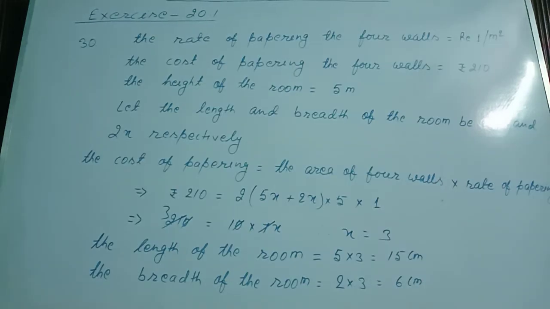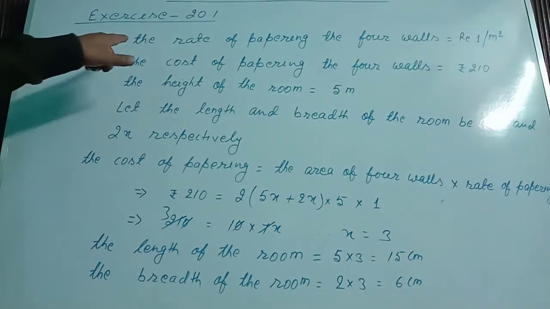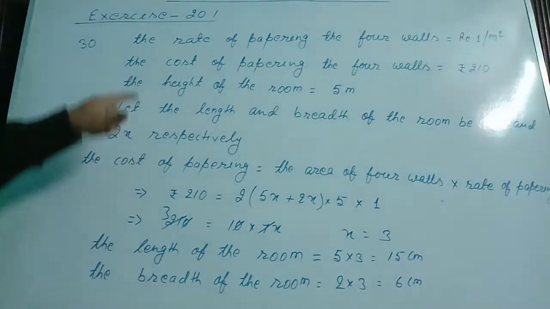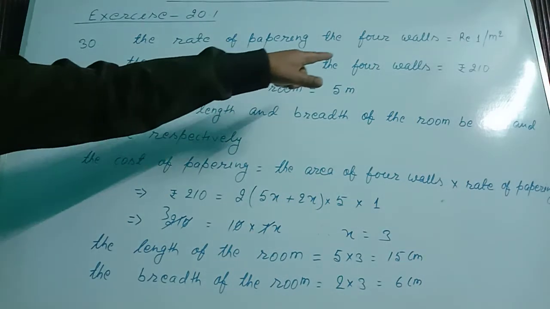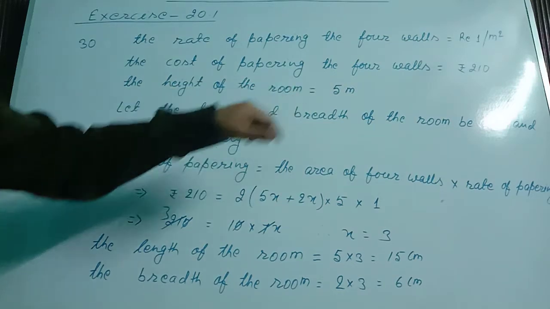Question number 30 states that the cost of papering the four walls of a room at rupees 1 per meter square is rupees 210. The height of the room is 5 meter. Find the length and breadth of the room if they are in the ratio 5:2. These are the given informations I have written here. The rate of papering the four walls equals rupees 1 per meter square. The cost of papering the four walls equals rupees 210. The height of the room equals 5 meter.